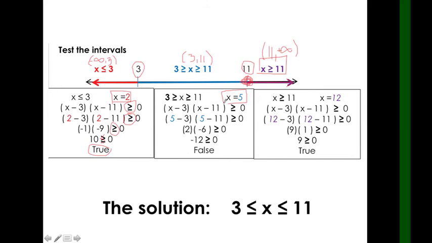So we have x minus 3 and x minus 11 greater than or equal to 0. We just substitute x, 5 minus 3 and 5 minus 11. So that's 2 times negative 6, that's negative 12, greater than or equal to 0. Is that correct? No, because it's less than 0, so that's false.